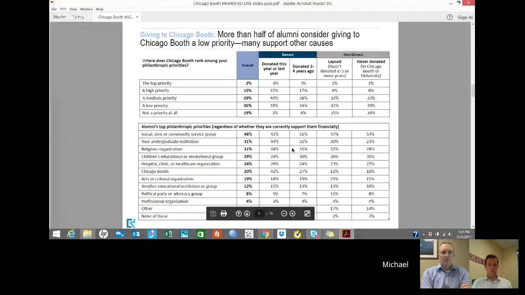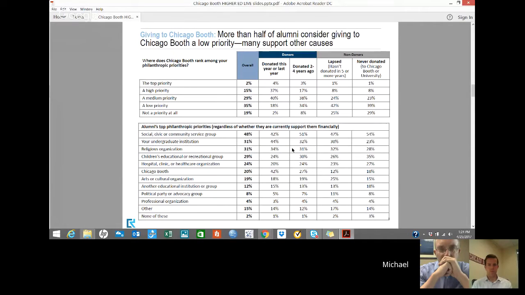On this next question, this is more specifically about not just giving to Booth, but how they view their giving to Booth, and what else they're donating to. We asked these questions to set the stage before we got more specifically into how they feel about giving to Booth, why they do or do not give, etc. So first we asked where Chicago Booth ranks among their philanthropic priorities, and probably not surprising to Adam, it's not the highest. A good half or more say that it's not a priority at all, or it's a low priority.